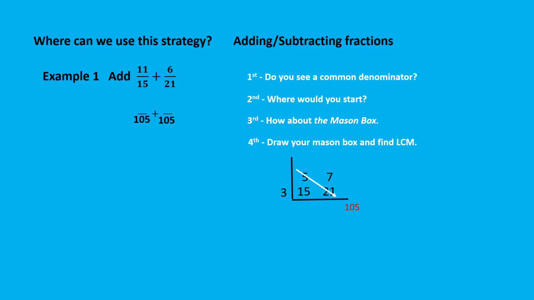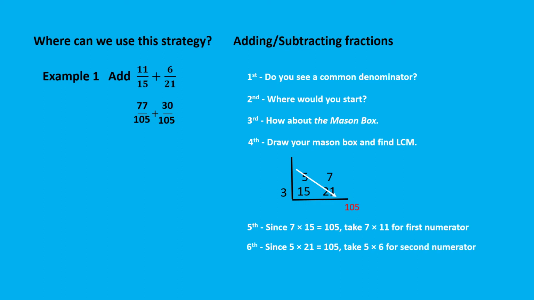What's nice is we can now use the Mason box to find the numerators. So since 7 times 15 is 105, take 7 times 11, the first numerator, for the first numerator. Since 5 times 21 is 105, take 5 times 6 for the second numerator. Now add and simplify. So we get 107 over 105, which could be changed to a mixed fraction of 1 and 2 over 105.